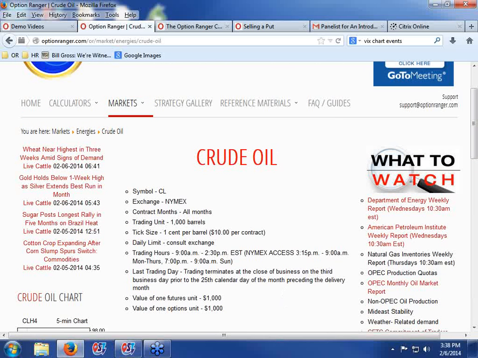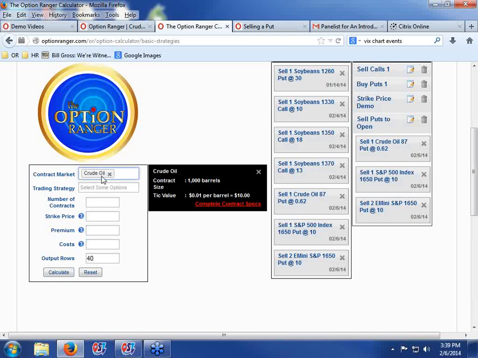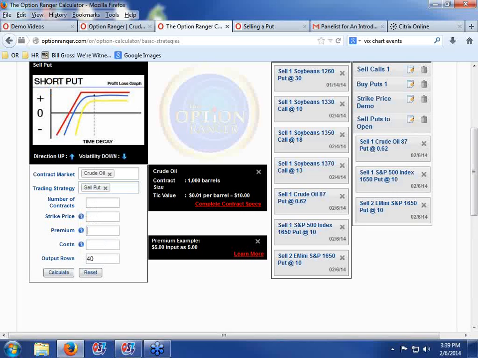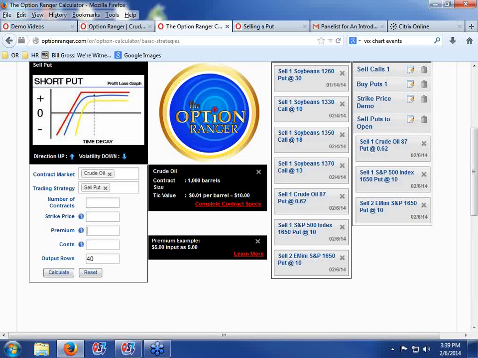This kind of grid of what to watch, and also the contract specs, is available on all markets. So again, just to make the point, when we enter crude oil, we get access to all that information to consider the trade. Today, our strategy that we're doing is selling a put. Now you'll notice that the minute we input selling a put, the profit and loss graph appears.